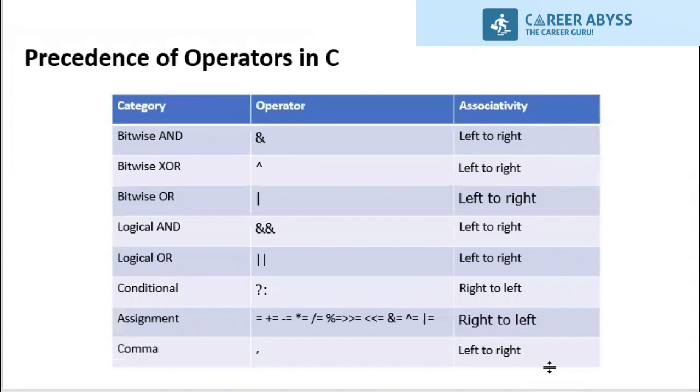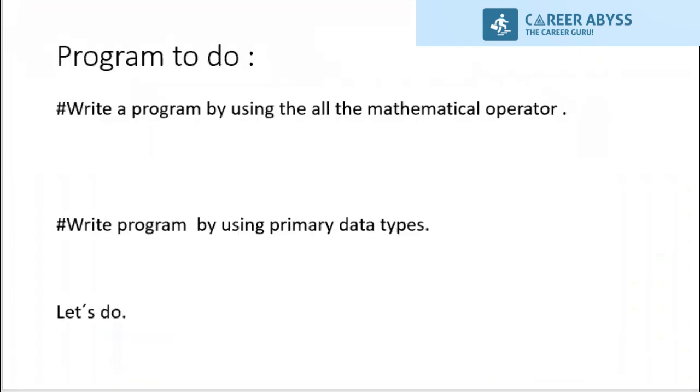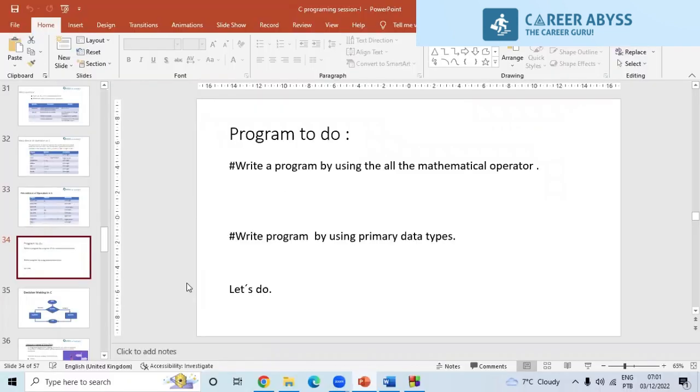Similarly, in the case of bitwise operators, it is also left to right. Only two, conditional and assignment, are right to left. Other operators are left to right. So when multiple operators are used in the same line, let's write some programs and check how the operators function.